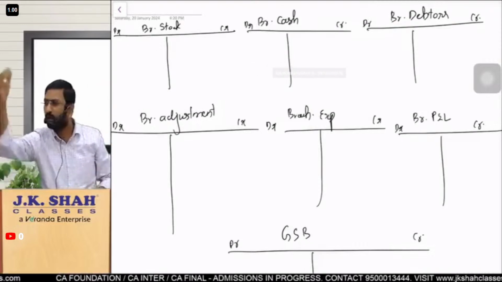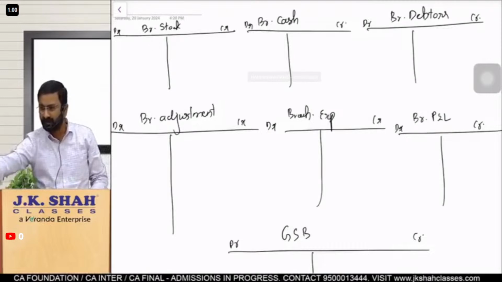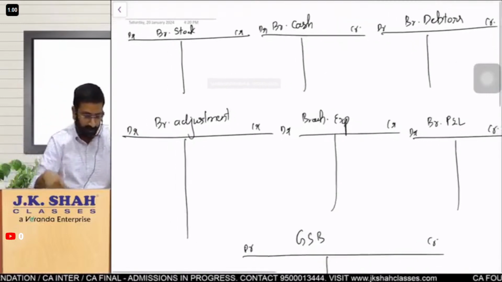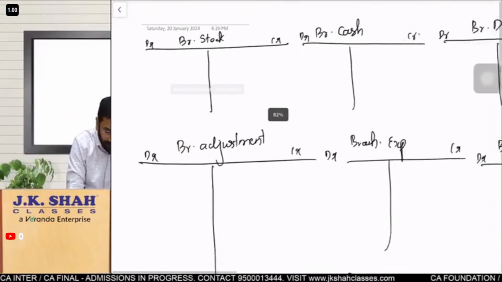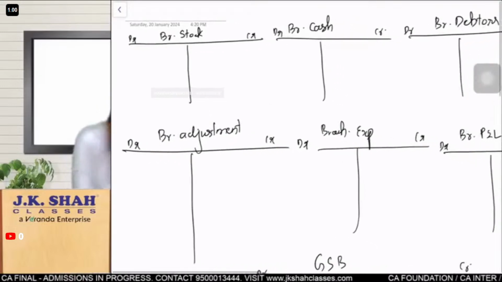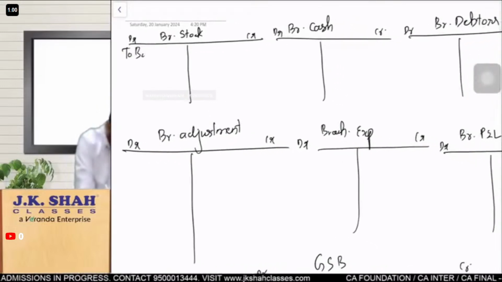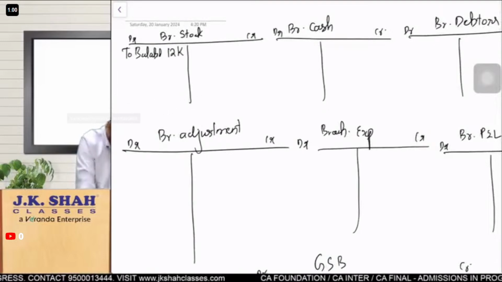So first we'll put the opening balance. Can you give me the opening balances, please? Branch stock opening balance 12,000. So to balance brought down. Then we'll see the entries. 12,000.